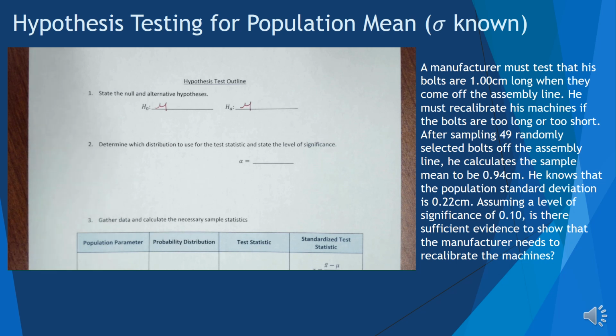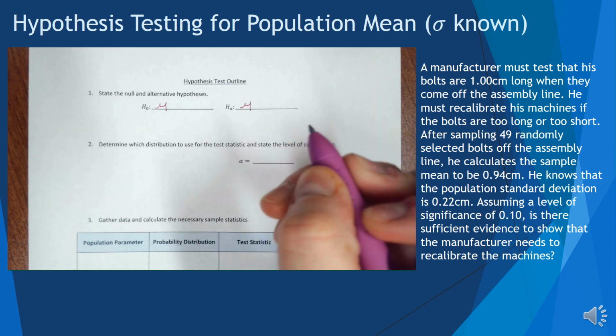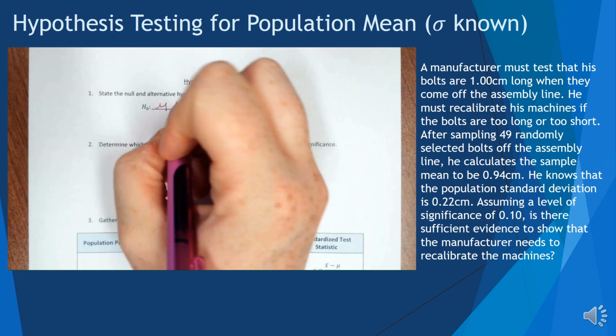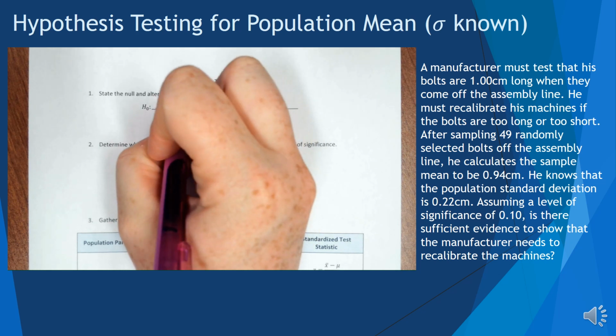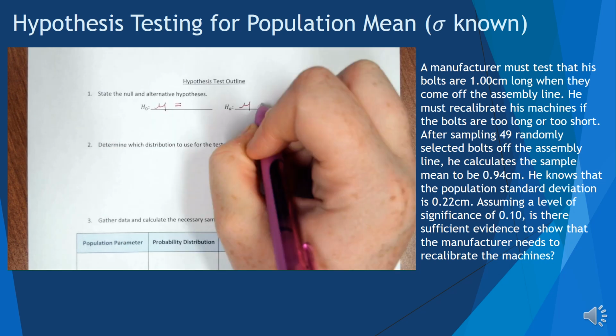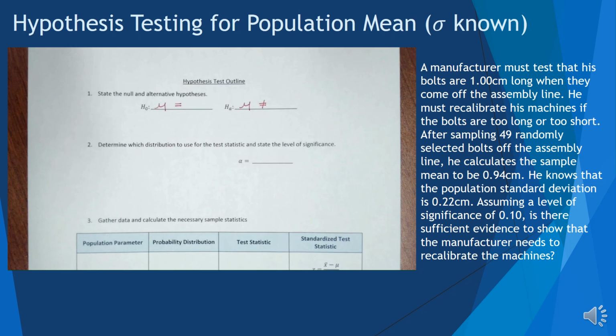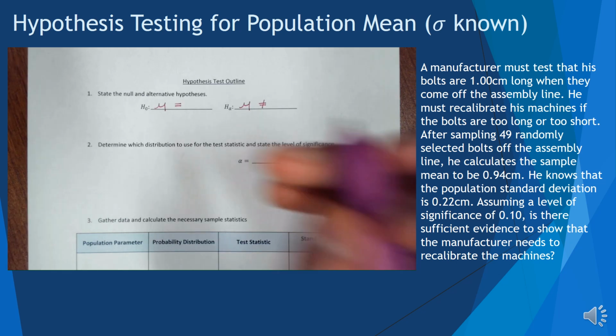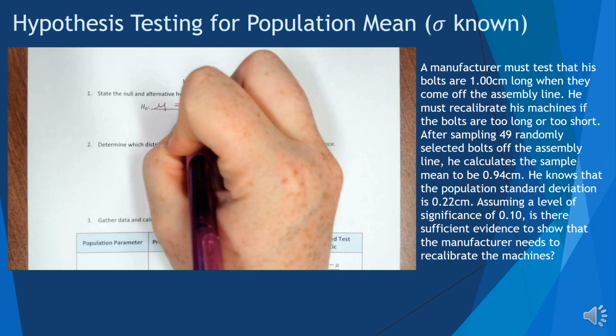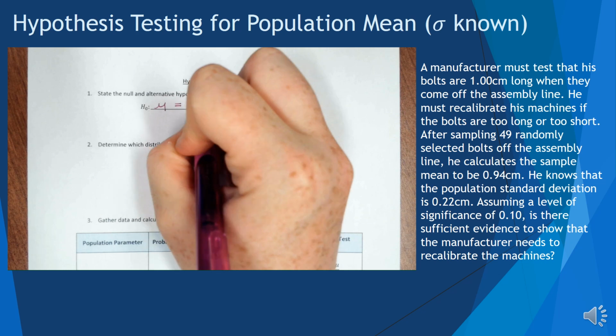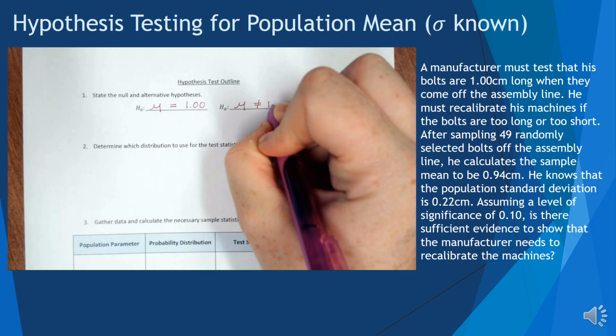So since I'm interested in whether or not the bolts are too long or too short, I know that this is going to be equal to or not equal to. Since they did not specify that they were only interested in figuring out if the bolts were too long or if the bolts were too short. Now, the bolts are supposed to be 1 centimeter long. So that's the claim that we're testing. So 1.00 centimeters. You can put the units in there if you want to.